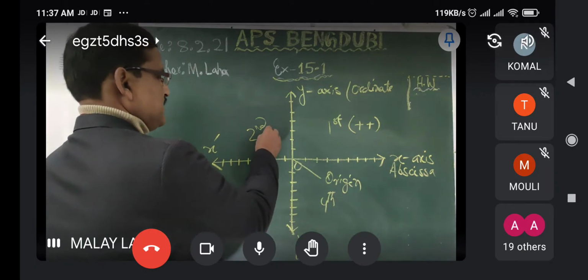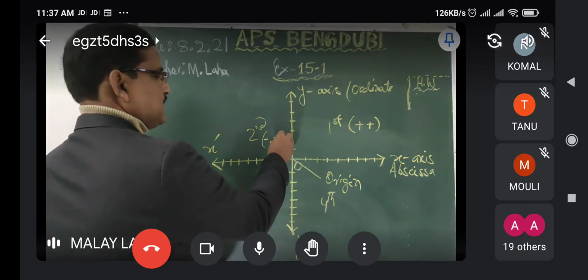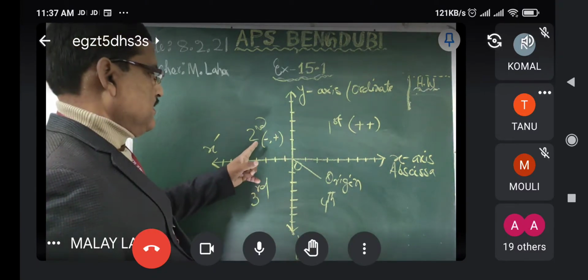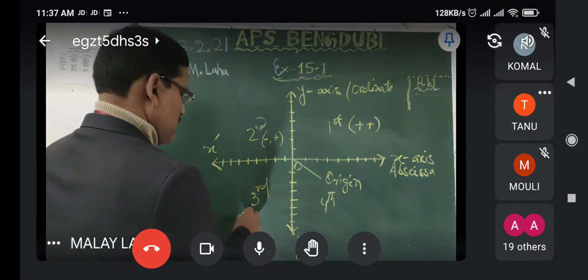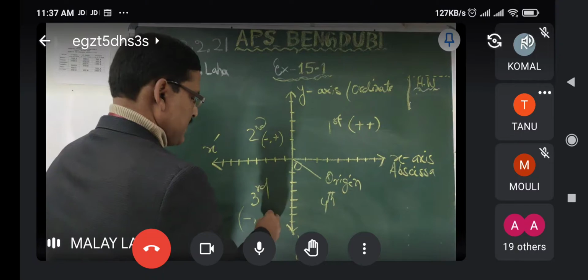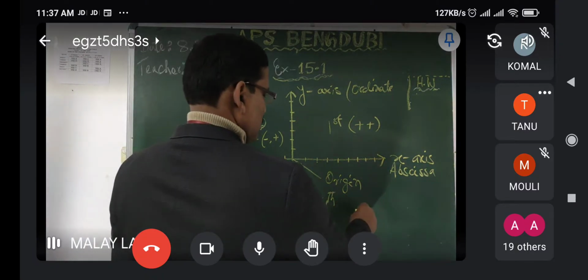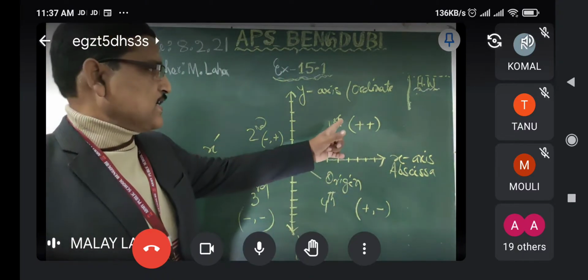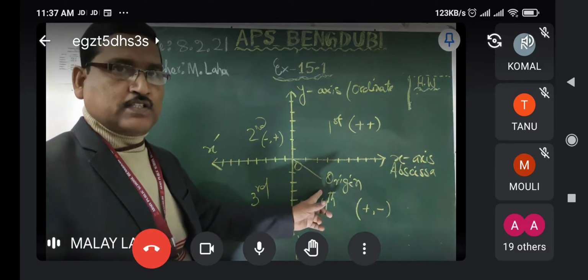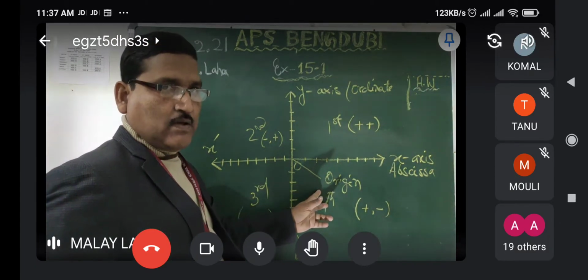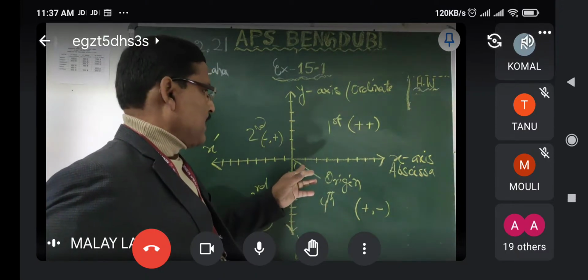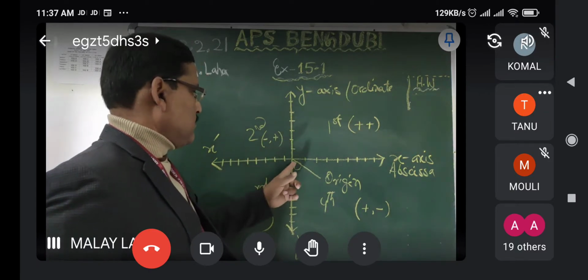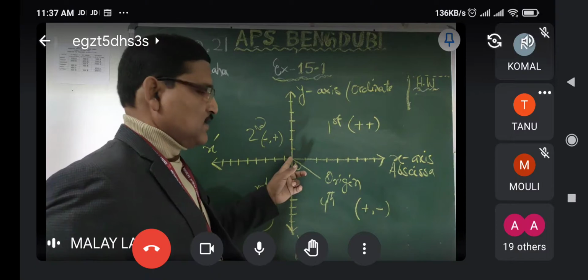And here in the second quadrant, x is negative and y is positive. That is minus, plus. Very important. That's why I am repeating. In the third quadrant, both x and y are negative. In the fourth quadrant, x is positive, y is negative. So first quadrant, second quadrant, third quadrant, fourth quadrant. Just I am revising it. I have sent the video clip, you have not gone through it. The name of the x-axis is abscissa. The name of the y-axis is ordinate. And the point of intersection of the x-axis and y-axis is origin.